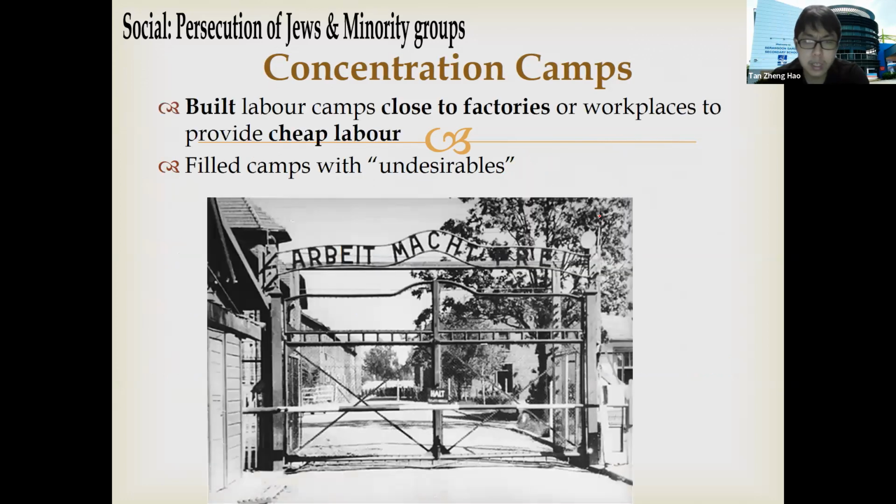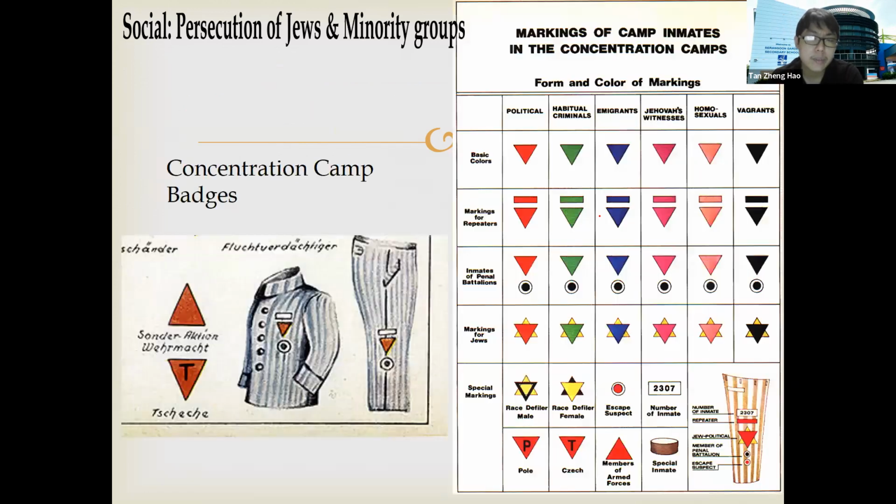So this was an example of what a concentration camp looks like. It's usually close to a factory, so that the workers can still be contributing to the economy in some way. In the concentration camp, you can see there are many different markings. They want to know clearly who are the Jews, who are the criminals, and so on. So everyone is basically labeled, literally.